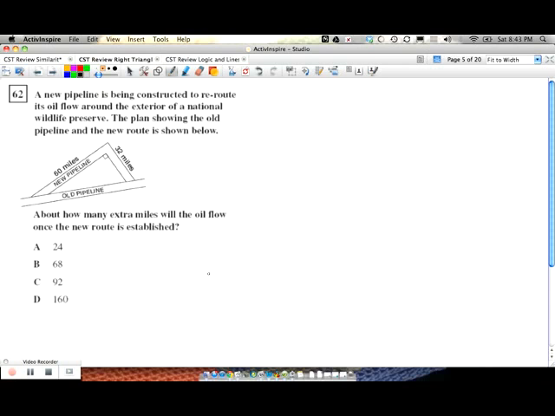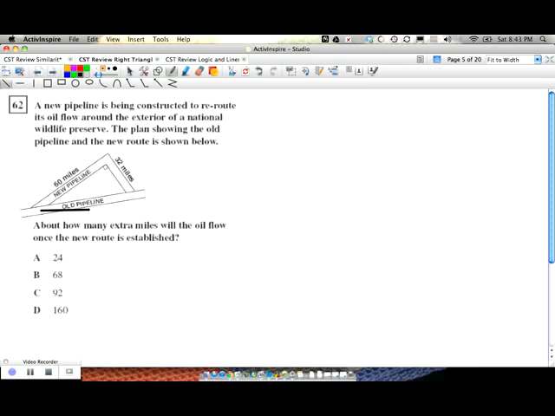Okay, this is a slightly more advanced version of Pythagorean theorem. But let's see how that plays out here. I know that because I've seen this question before, but let's see how that actually comes out to play. A new pipeline is being constructed to reroute the oil flow around the exterior of the National Wildlife Preserve. The plan showing the old pipeline and the new route is here. So we got this old line here. The old line is this side of the triangle. And the new line is going to have 2 legs that make up that piece. So that triangle is the piece that we're looking at.